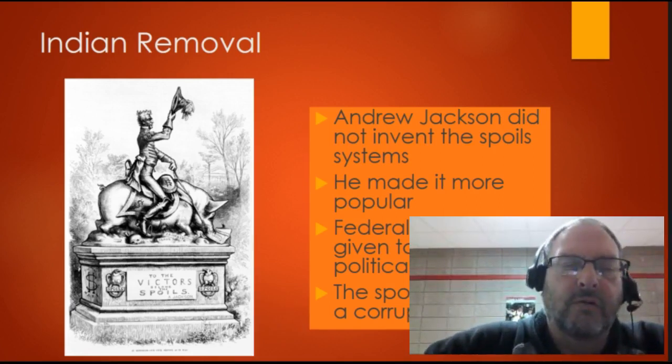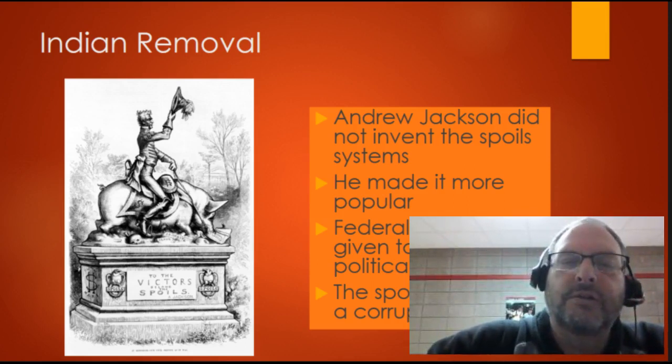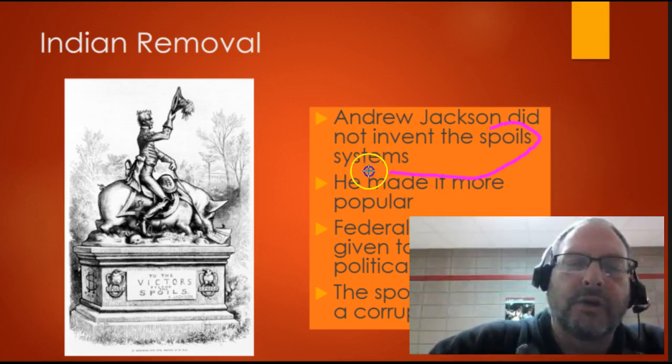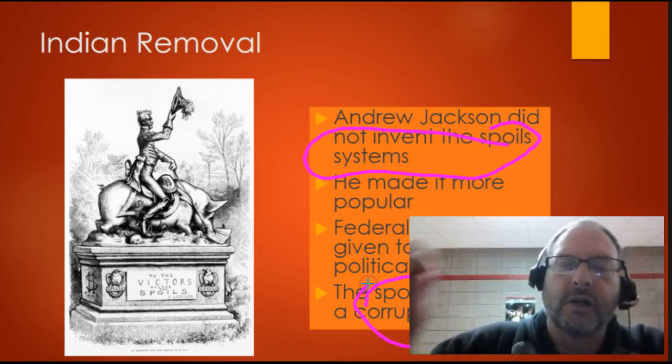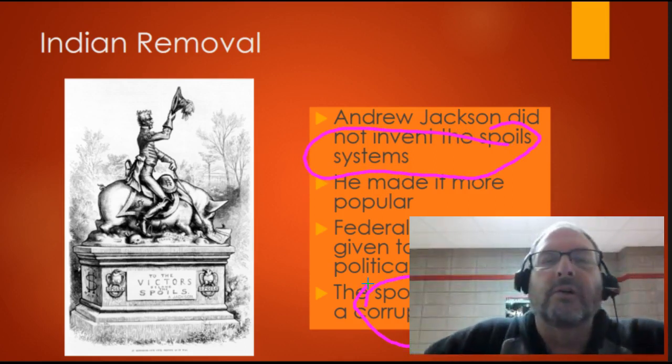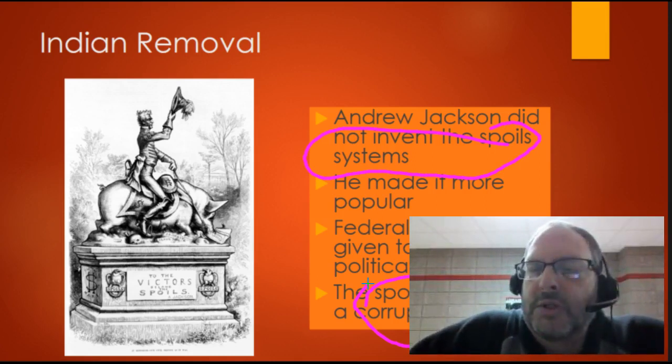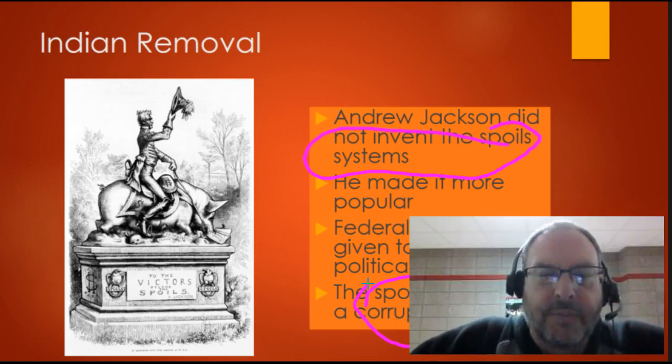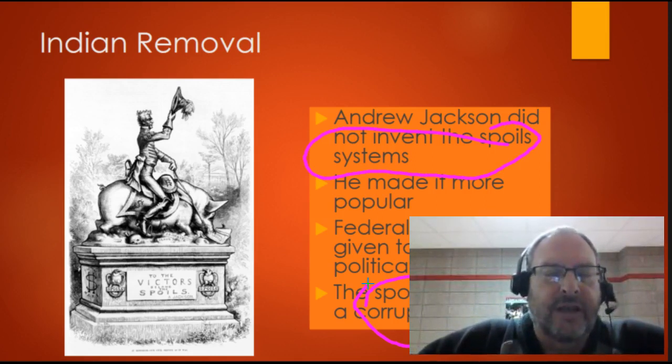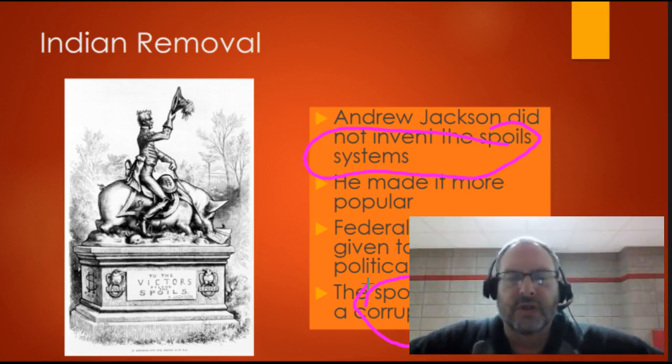I want to go over here and circle two things in my notes. We got the spoils system, and we got this word down here, corrupt. Okay? The spoils system was not invented by Andrew Jackson, but it was made more popular by him, and presidents that followed Andrew Jackson were all supporters of the spoils system.